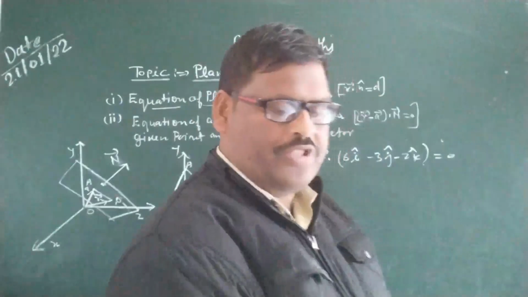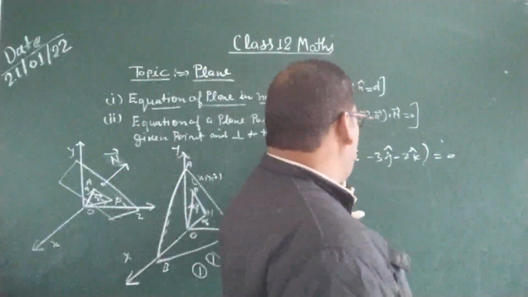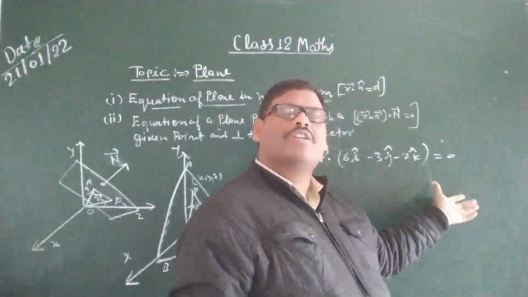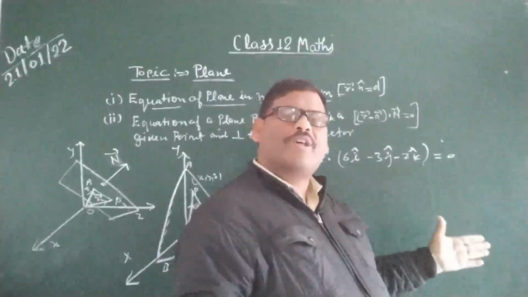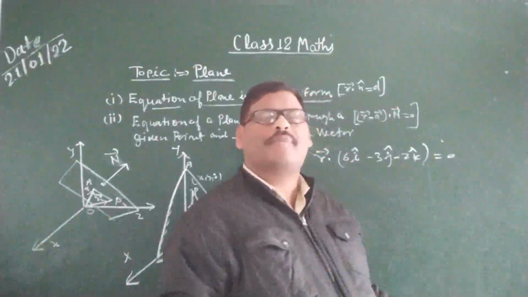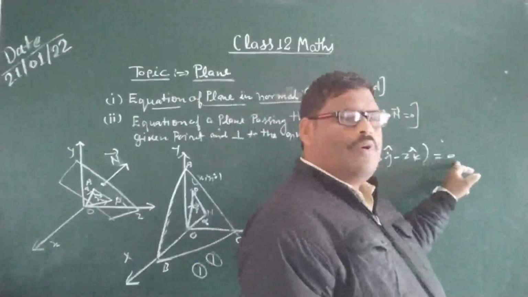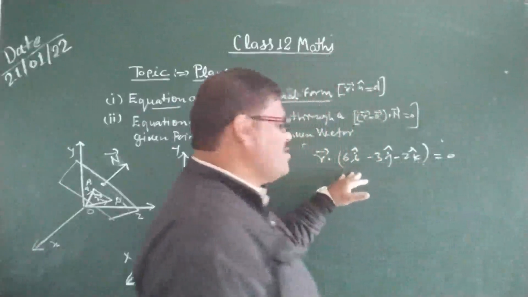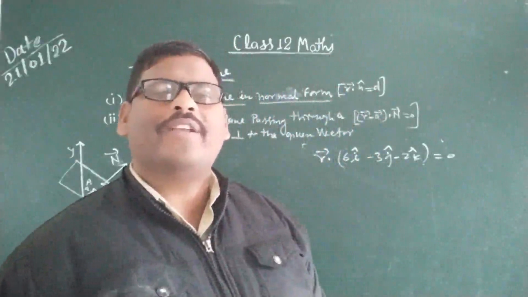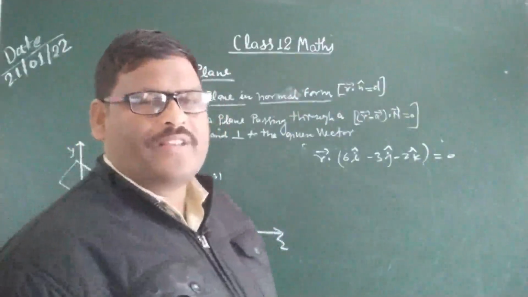Since the plane passes through the origin, d will disappear here because d is equal to 0. Why? Because the plane passes through the origin, this means the perpendicular distance of the plane from the origin will be 0. So r dot n is equal to 0. First of all, we convert it to the form r dot n cap is equal to d. What is n cap? n cap means vector n divided by the mod of vector n.